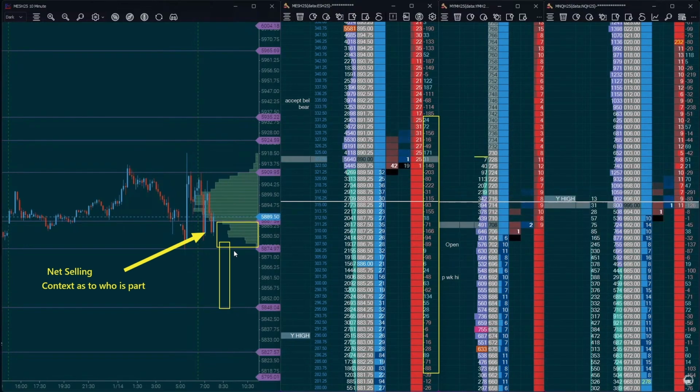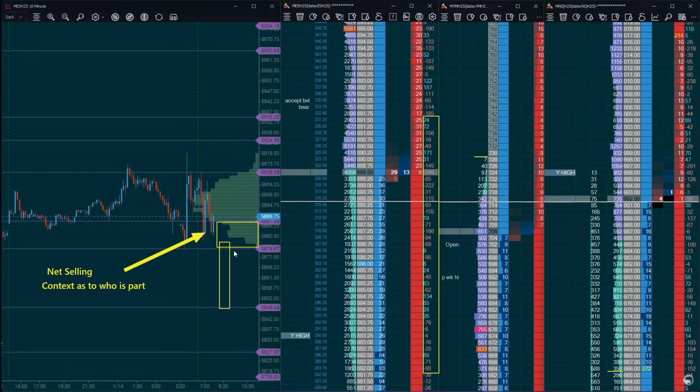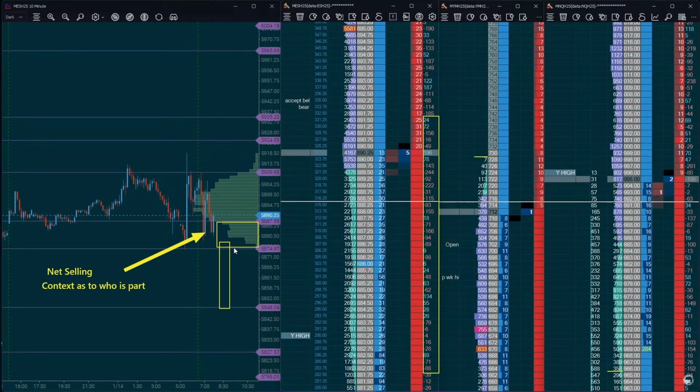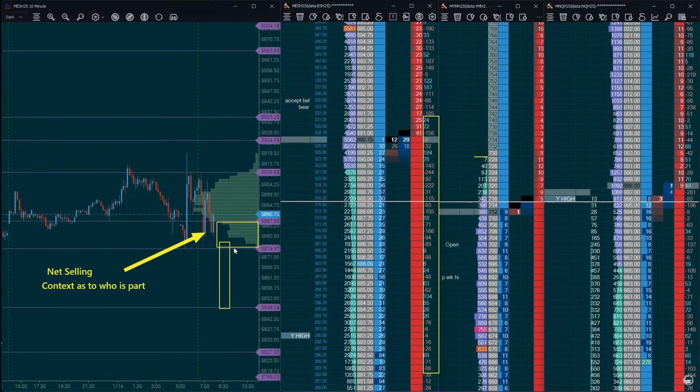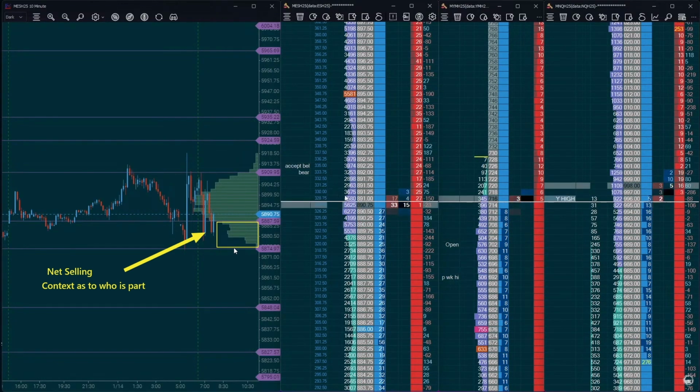What's happening at the low of day? Is there more net selling? Okay, there are more net sellers. Are they being rewarded? Are they not being rewarded? Those are the two questions you can then ask yourself as we approach a key area. Now, those are going to be the introduction into this DOM.